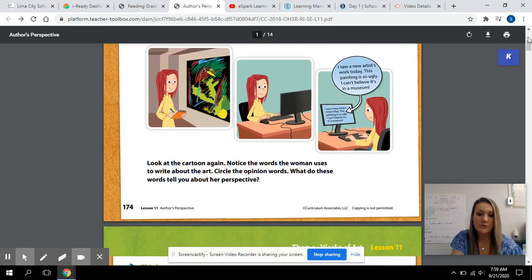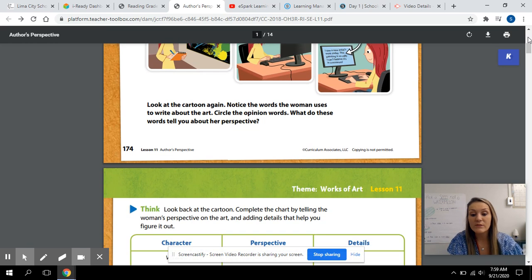So we are going to, I read this first. It says, look at the cartoon again. Notice the words the woman uses to write about the art. Circle the opinion words. What do these words tell you about her perspective? So we just talked about that. We know she has a negative outlook on this piece of art. She does not like it, doesn't think it belongs in a museum.